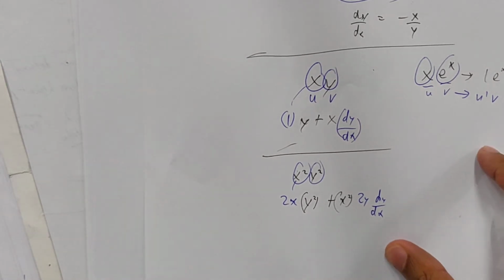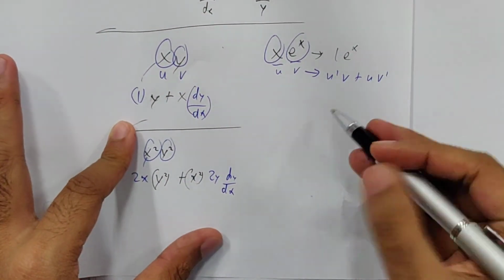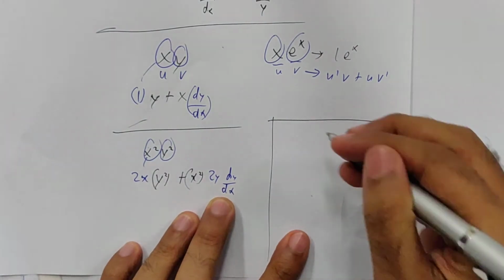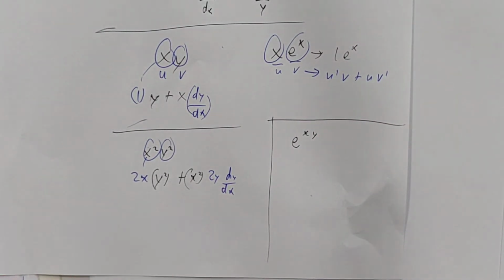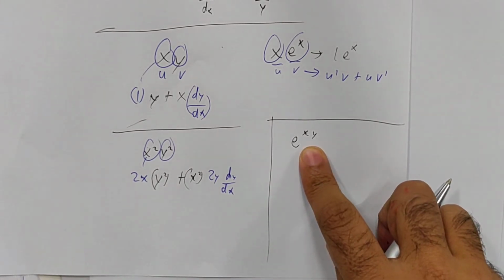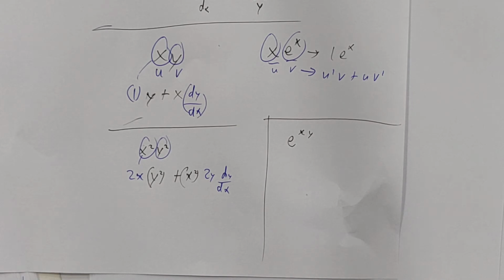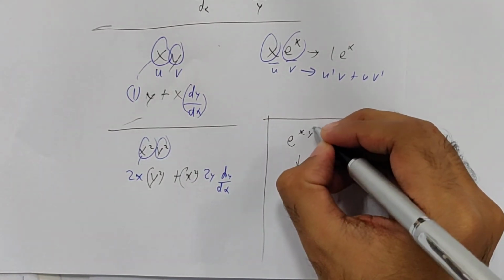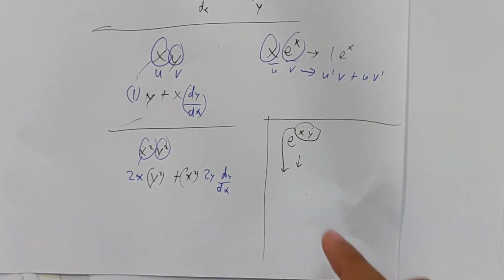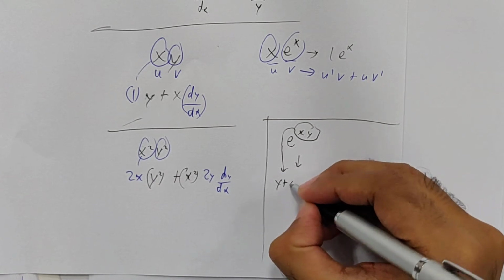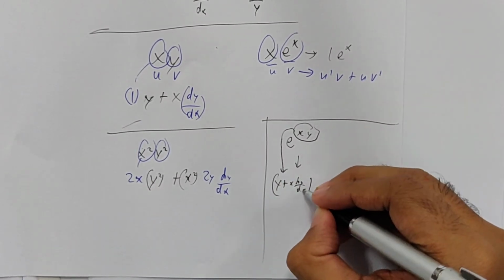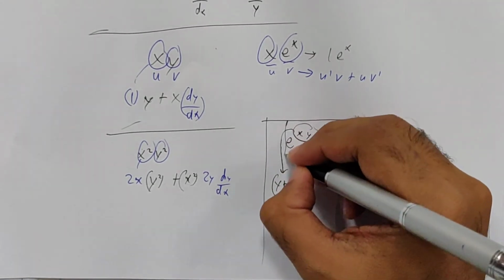Okay, what about, we still got space here. How do we differentiate e to the power xy? How do you differentiate an exponent? Differentiate the power. And how do you differentiate xy? Product rule, we calculated just now. y plus x dy/dx. And then you copy it.